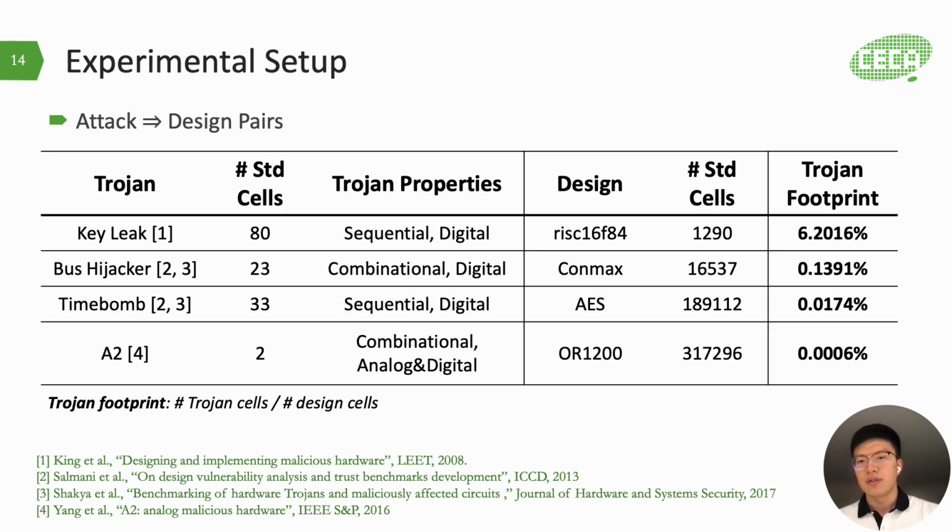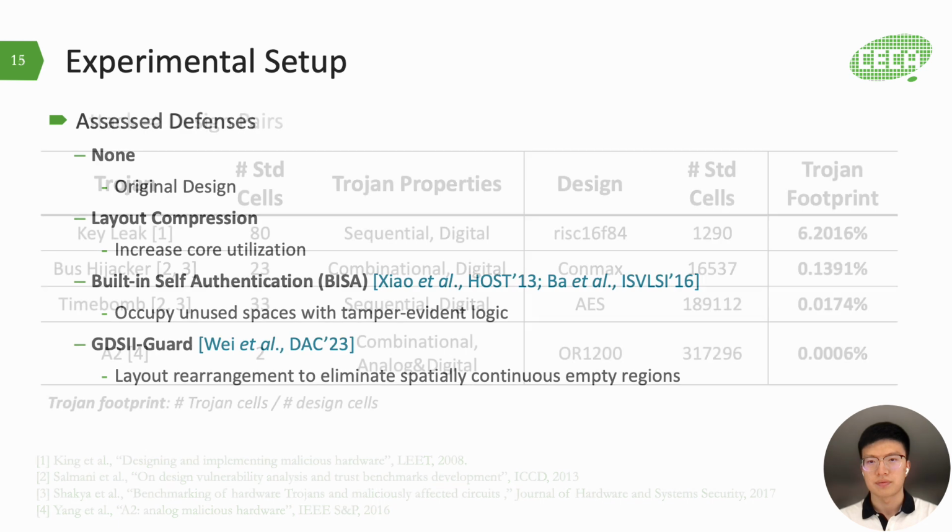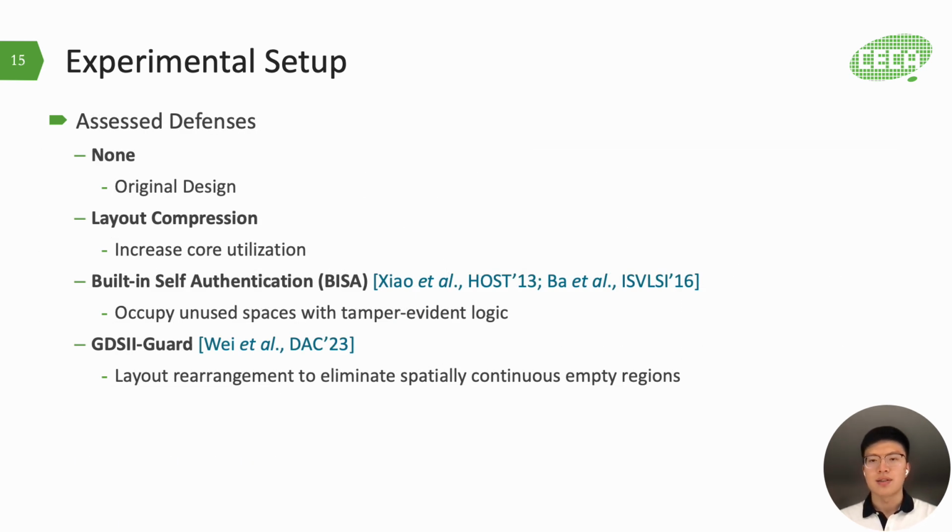We evaluate the effectiveness of representative design time defenses on 4 real-world designs against 4 reported hardware Trojans respectively. We diversify the attacks by varying Trojan complexity, properties, and footprints. For the assessed defenses, we use SiliconCritic to evaluate the original design and the designs enhanced by 3 major defenses.